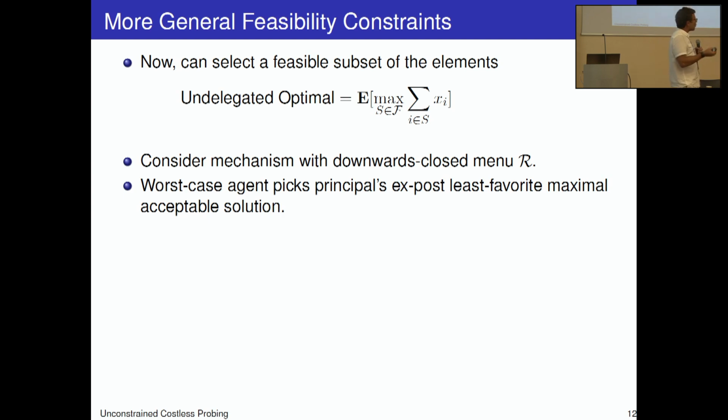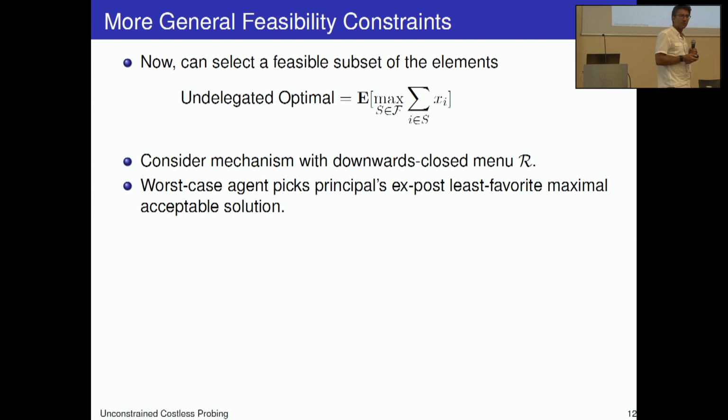Now, if you think of what a worst-case agent would do, an agent whose preferences are opposite to the principal, they would pick the principal's ex post least favorite solution on the menu, subject to that solution being maximal. The agent's utilities are non-negative, so you'd always pick a maximal set on the menu that's as bad as possible for the principal. That's for an arbitrary mechanism with a downwards closed menu.